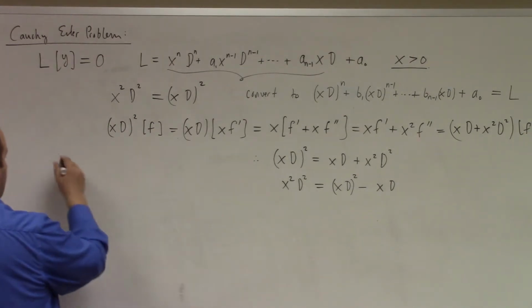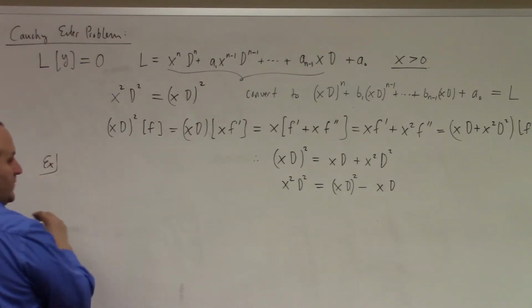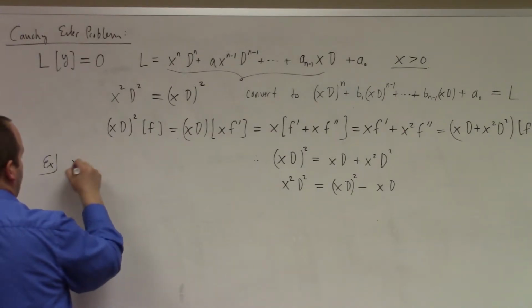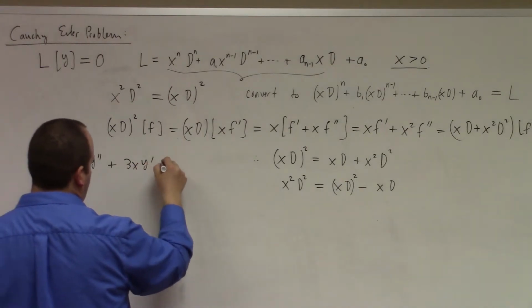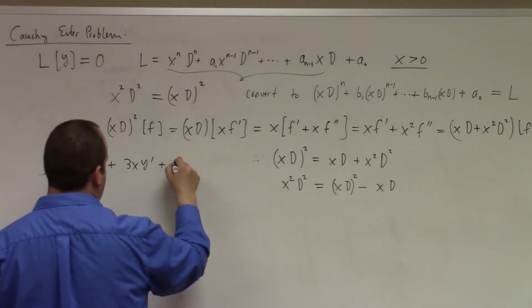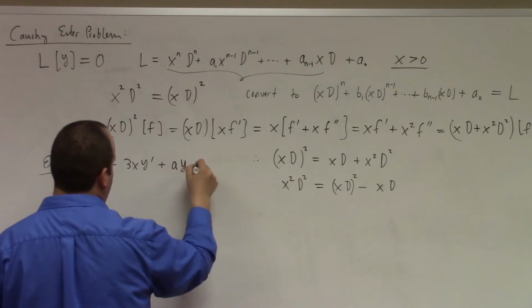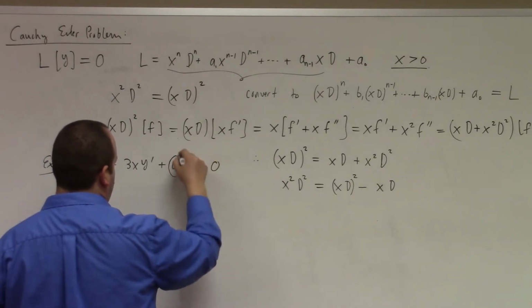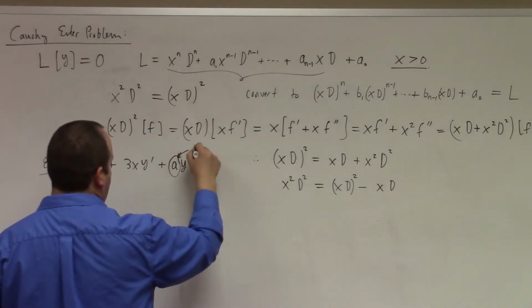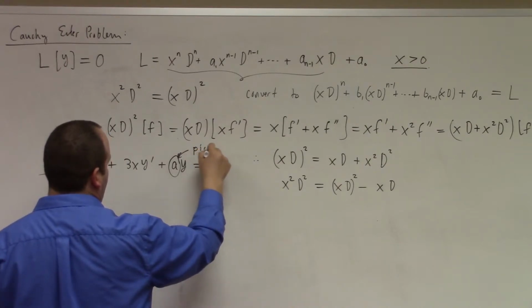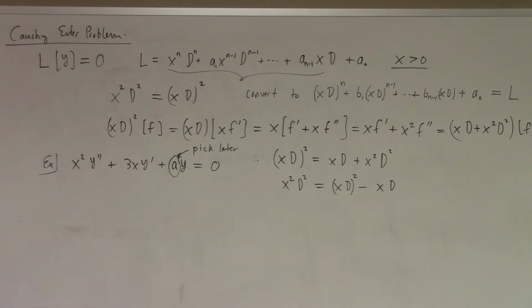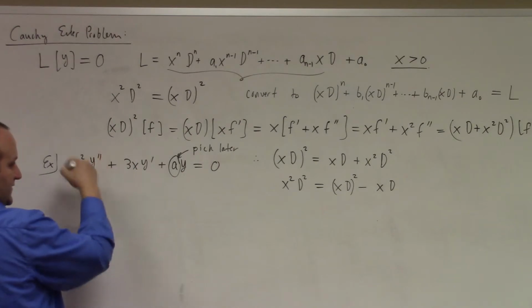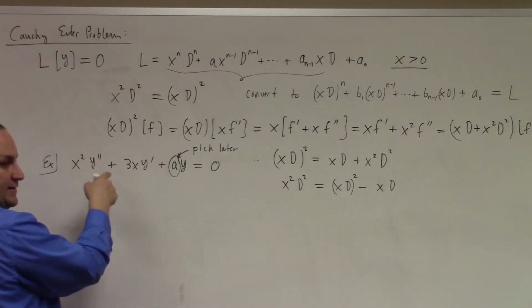So as I think about solving a particular problem, suppose I wanted to solve x squared y prime prime plus 3xy prime plus a y equals 0, where a is going to be chosen later for our convenience. Trust me, you'll be happy I put that variable there. So this is x squared d squared, right?